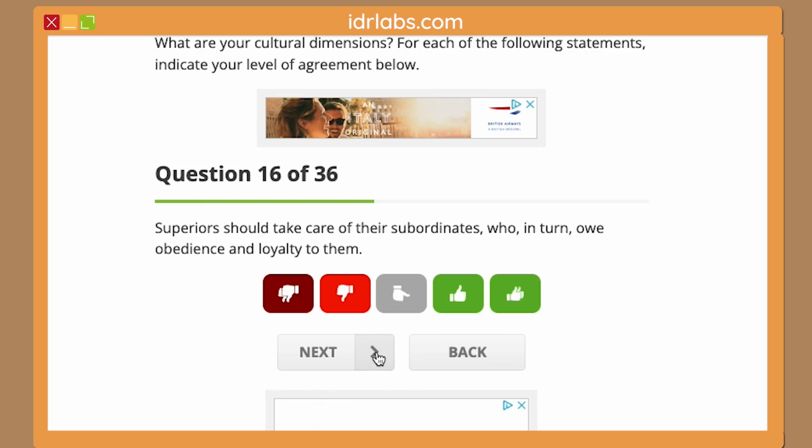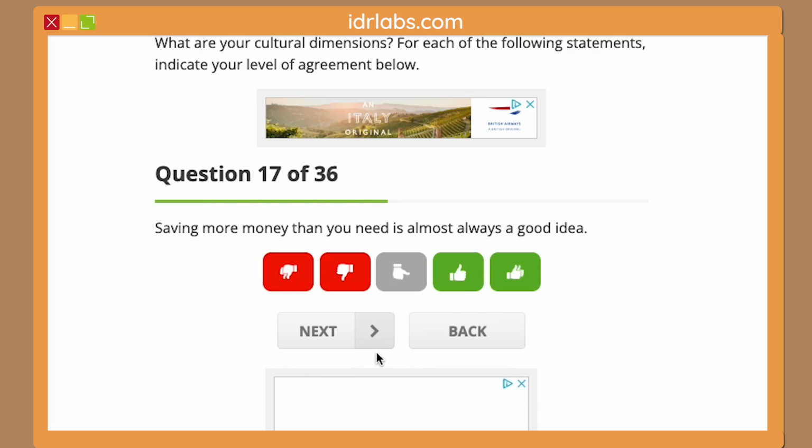Elon, is that you? Is this Twitter? Hard no. Question 17. Saving more money than you need is almost always a good idea. Right. Saving money so that you are going to be okay in the face of adversity is a great idea. But hoarding wealth, I think the question is asking on a small scale. You wouldn't call billions savings, right?